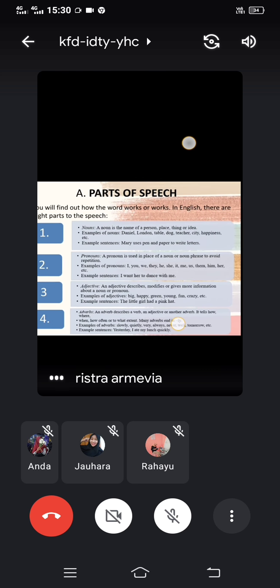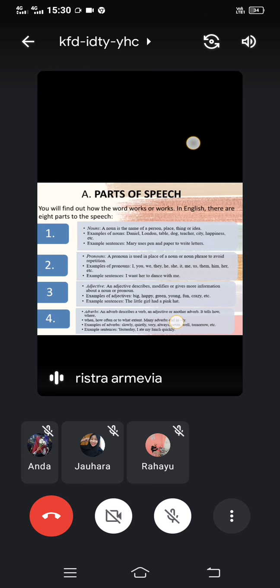Number 3, adjective. An adjective describes, modifies, or gives more information about a noun or pronoun. Examples of adjectives: big, happy, green, young, fun, crazy. Example sentence: The little girl had a pink hat.